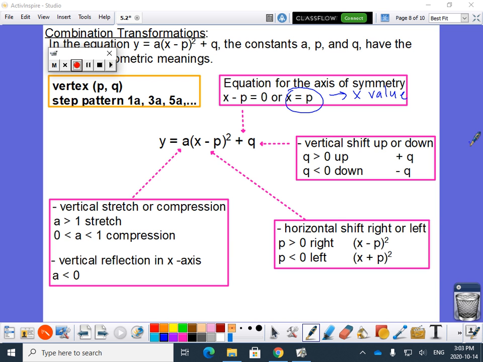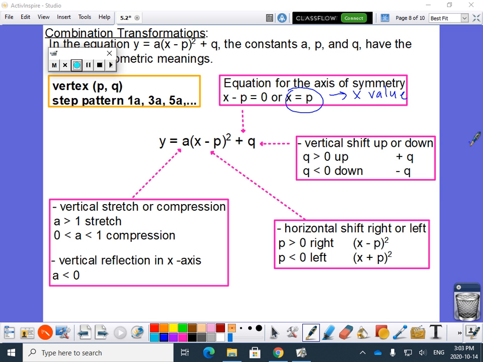Okay guys, so this is part 2 of the 5.2 video lesson. There are just 3 slides left in this video. These 3 slides are very important. It's really putting everything together that were in the first 7 slides.